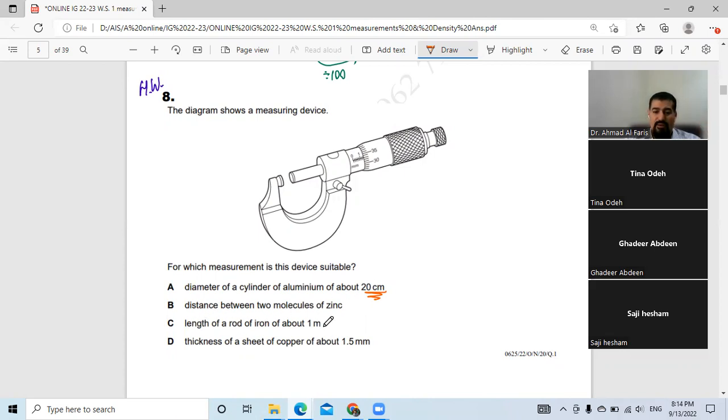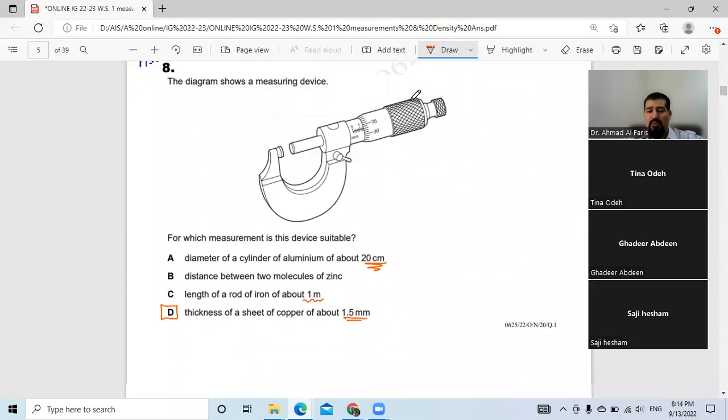Length of a rod of iron, which is about 1 meter. It's of course not. Thank you, Muhammad. Thank you, Mu'min. Thank you, Tina. And thank you, Maha. Okay, the answer is D. The thickness of a sheet of paper, which is what? A thickness of 1.5 millimeters. Yes, that can be measured, and it can be measured accurately.